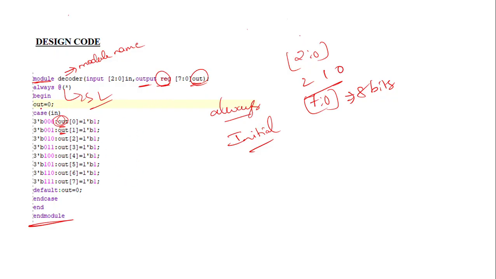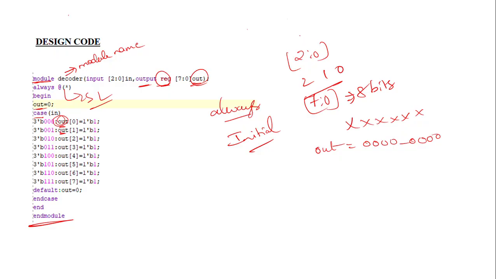Begin, followed by out. Initially out is taken as 0. If you don't take it as 0, it by default takes an unknown value, so you have to take it as 0. So initially our out is assigned as 8 zeros.